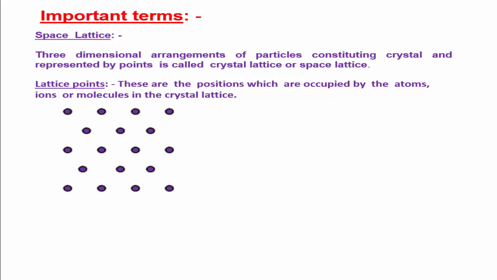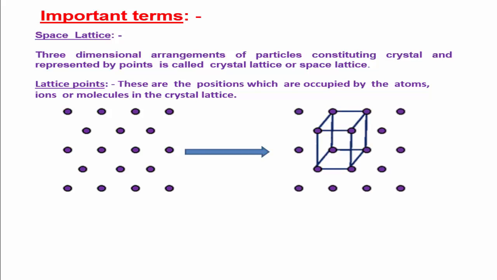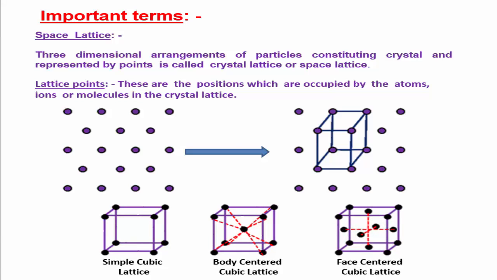For example, if you observe this figure, these are just points. But if you connect these points with the help of lines, it results in a crystal. This crystal is called a space lattice, and the points are nothing but the atoms, ions or molecules which constitute the crystal. So note that the lines don't constitute the crystal, the lattice points constitute the crystal. By connecting such points, we get different crystal lattices such as simple cubic lattice, body-centered cubic lattice, and face-centered cubic lattice.